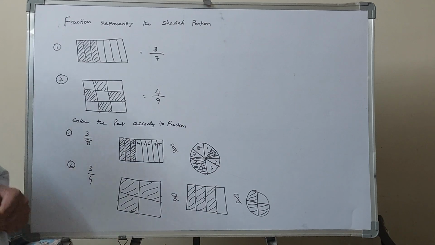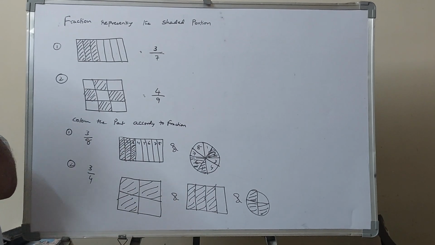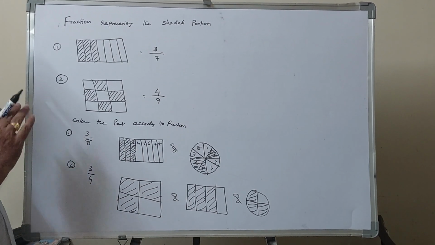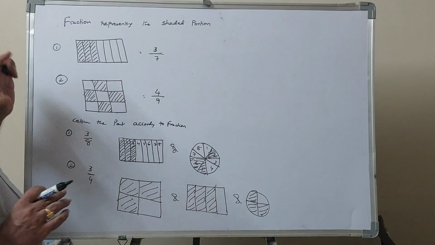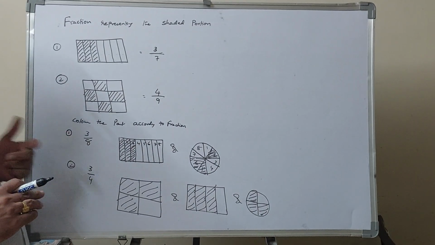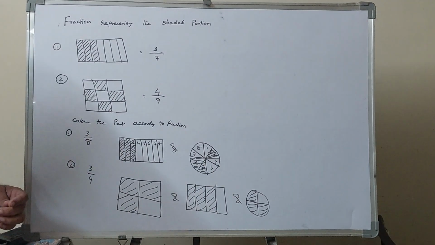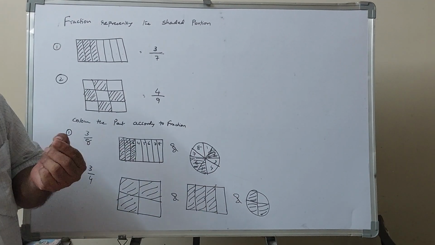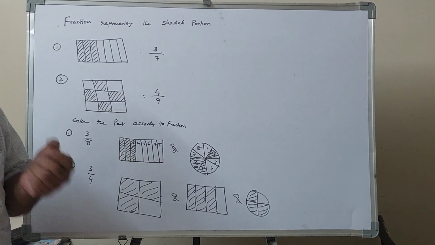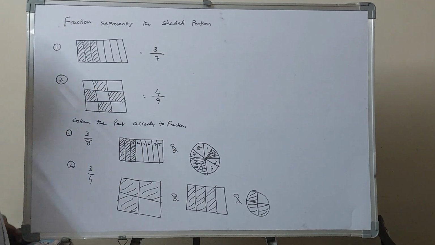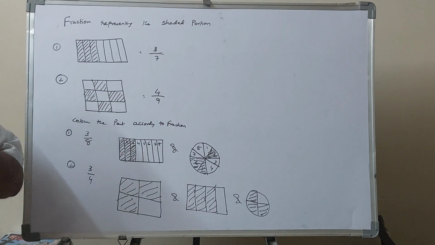Here there will be some questions also. You understand how to represent the fraction of the shaded portion, how to color the shaded portion. You understood now? Next we will see how to solve small problems. I will explain here how to solve small problems.